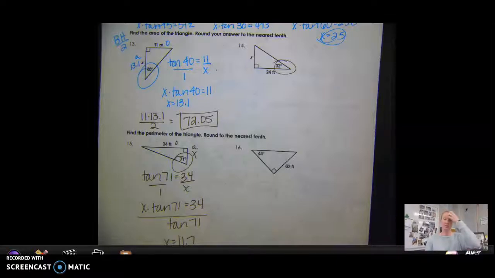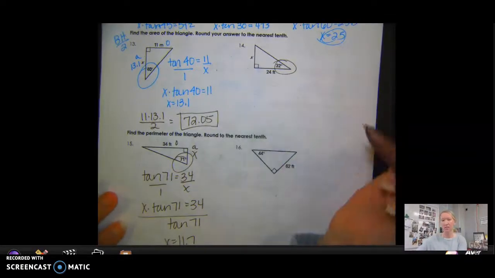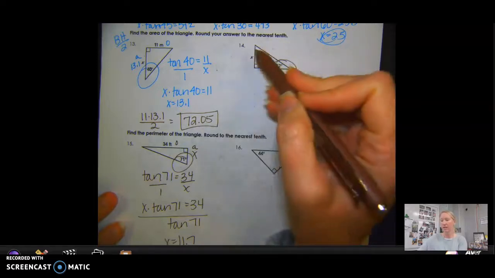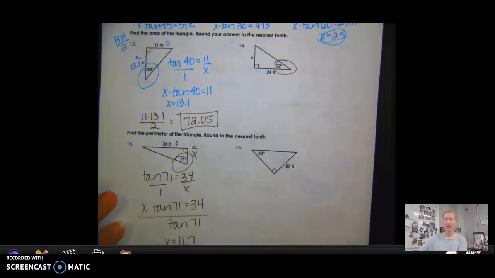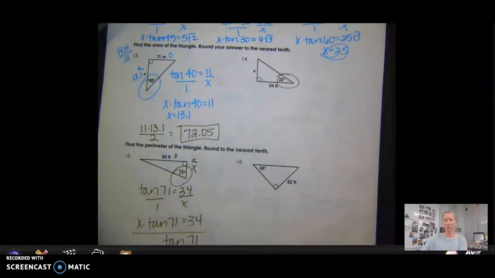Okay, we have 2 examples left on this page. So I want you to pause me and try 15 and 16 on your own and see how you do at this point on those 2 problems. Remember, this is finding area, this is finding perimeter, and we're going to go back and finish 15 after you've paused me and done those 2.